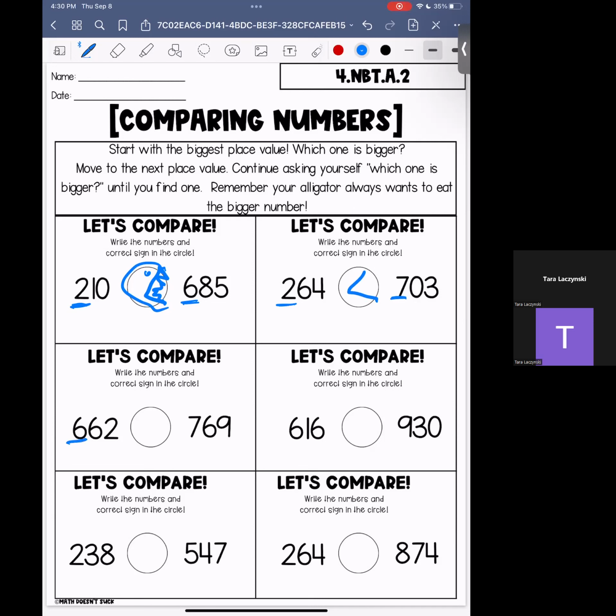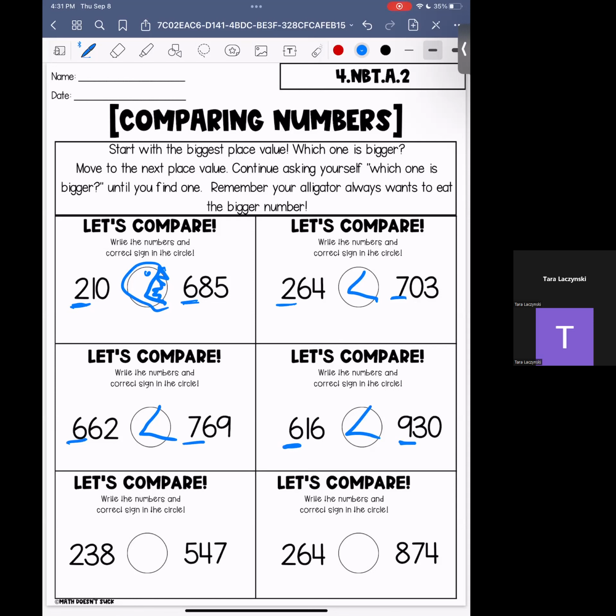Comparing 662 and 769, again, hundredths place is our largest value. Is 600 or 700 larger? Again, our less than. 662 is less than 769. Comparing 616 and 903. 6 and 9 compared, 9 is larger. We're going to use our less than symbol.